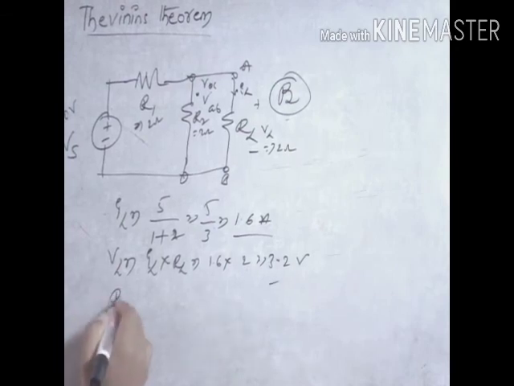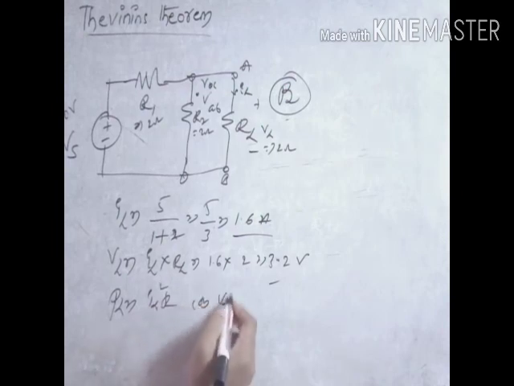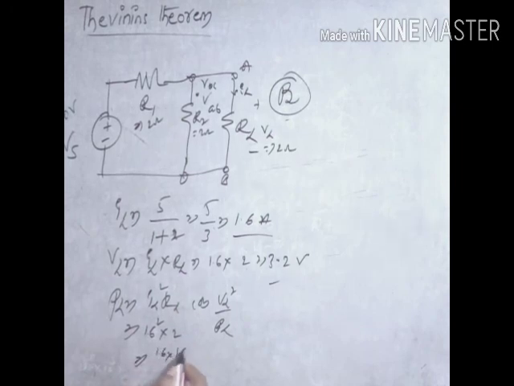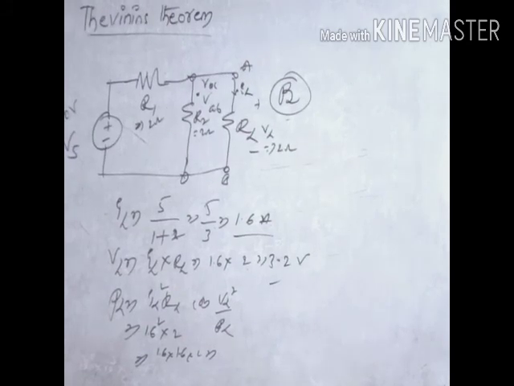Next, if we want to calculate power, we know the formula P equals IL square into RL, or VL square by RL also. So IL square is 1.6 amperes squared into RL, which is 2. That is 1.6 into 1.6 into 2, which becomes 5.12 watts.